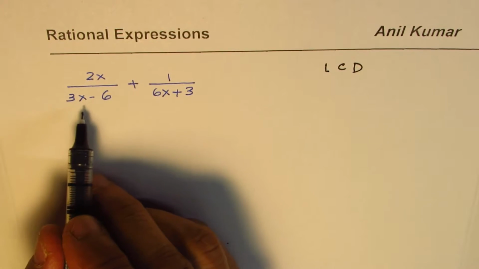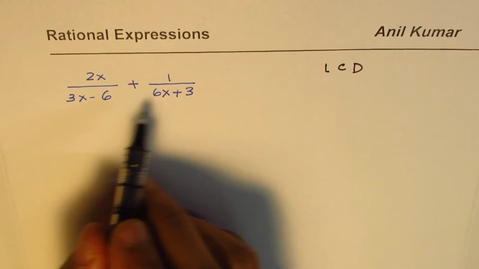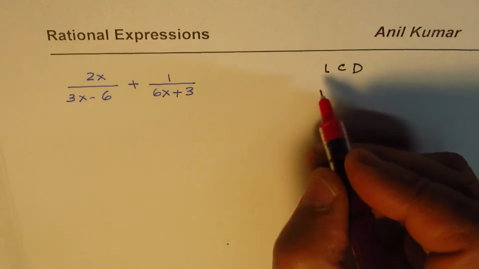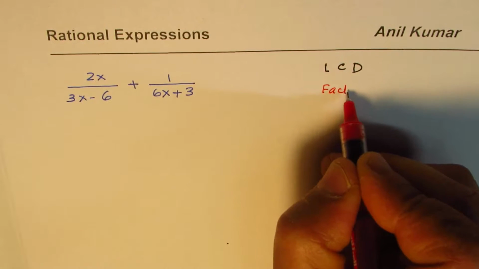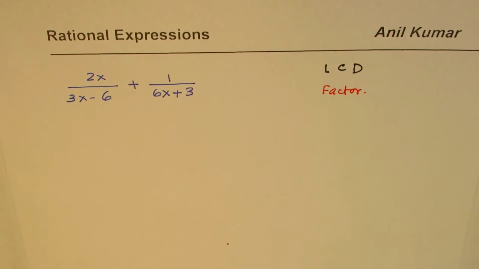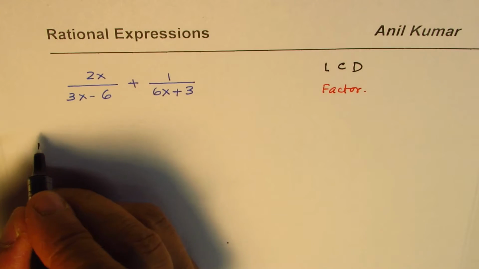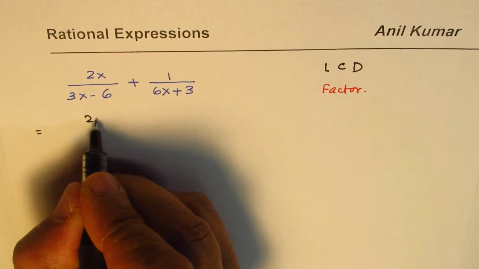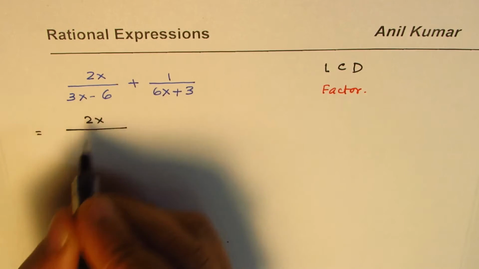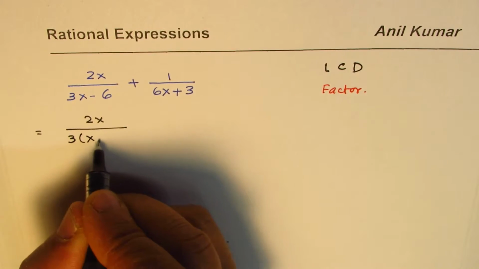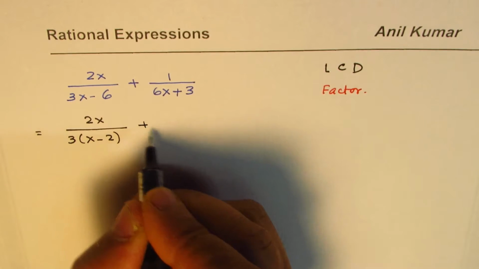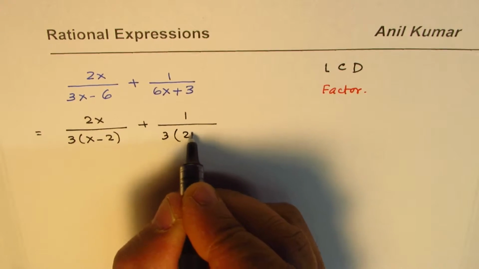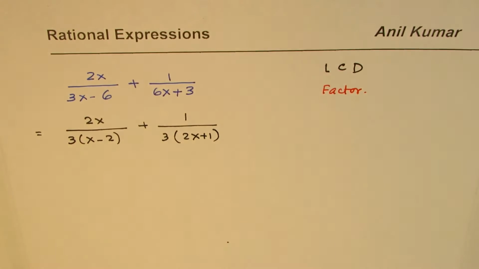Now in the first case, 3x minus 6, how do we find the lowest common denominator? One of the strategies is we could actually factor and then look for the lowest common denominator. So I'll rewrite the given expression after factoring. So we have 2x divided by 3, which is a common factor. We get x minus 2. And the second one, 3 is again a common factor. We have 2x plus 1.